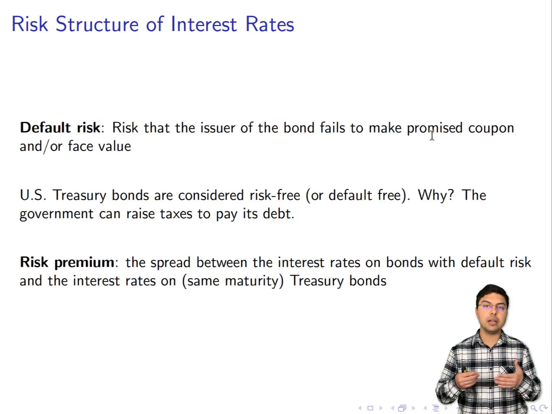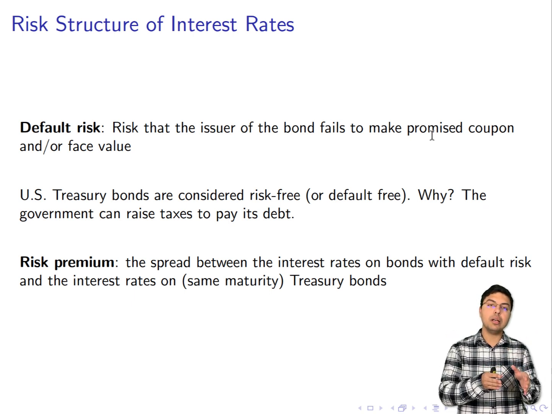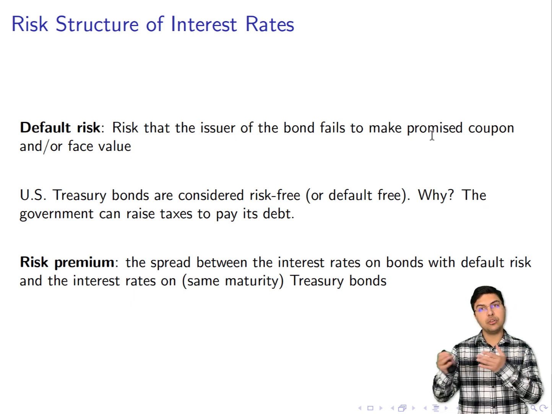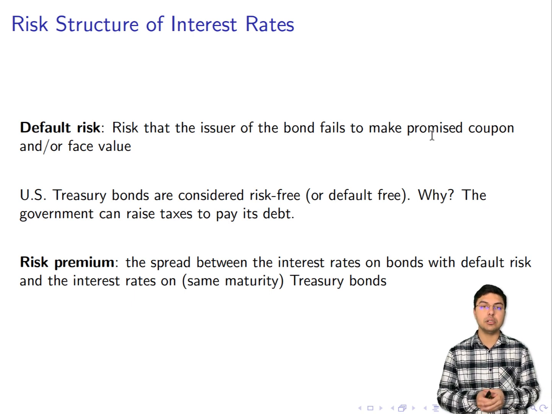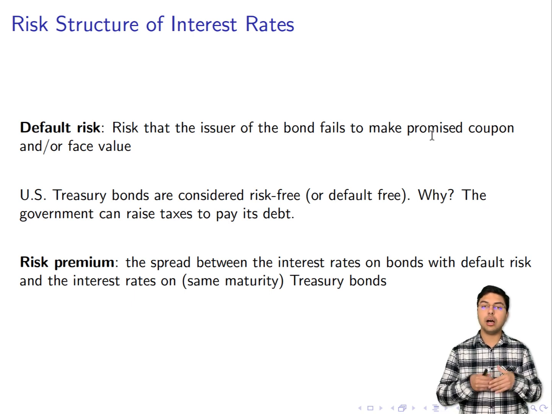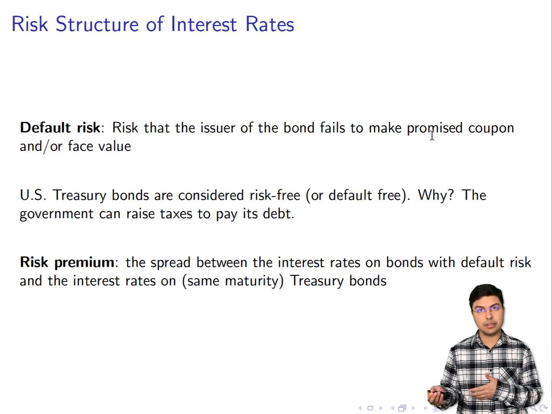Alright, so to begin with, how do we define default risk? Well, default risk is the risk or the probability that the issuer of the bond fails to make the promised coupon or face value payments to the lender. In that regard, as we discussed earlier, US Treasury bonds are considered to be risk-free or default-free. And why is that? Well, that is because the government can always raise taxes to pay for its debt, correct?